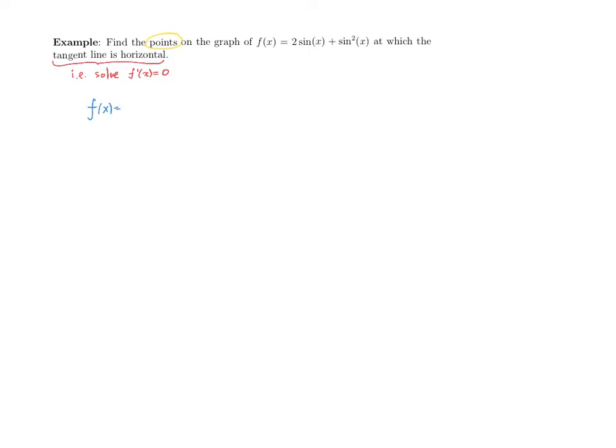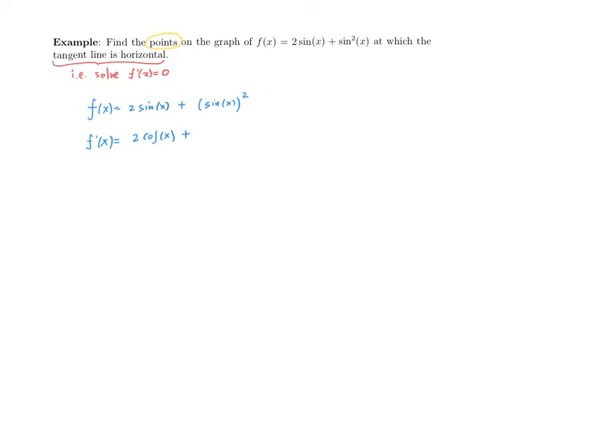So we have our function 2 sine x plus sine squared x. I'm going to go ahead and write that as sine of x quantity squared so that the differentiation rule we apply is going to hopefully be as clear as possible. So differentiating term by term, we would get 2 cosine x.